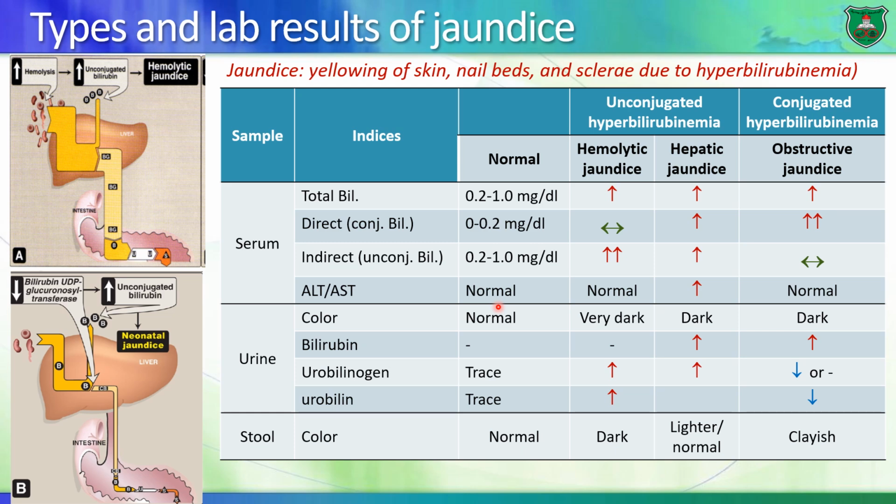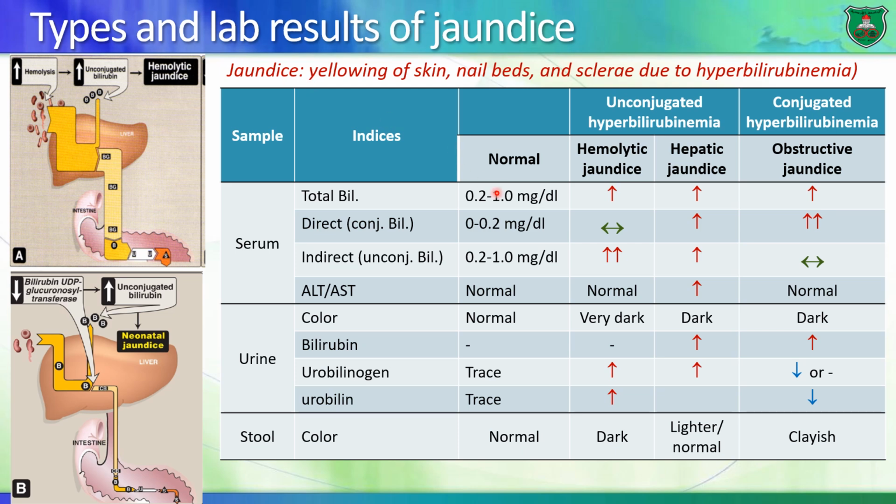Well, how about urine? Urine would look darker, and the amount of urobilinogen and urobilin would be high in urine as well, since a lot of urobilinogen as well as bilirubin would be taken into the kidneys.